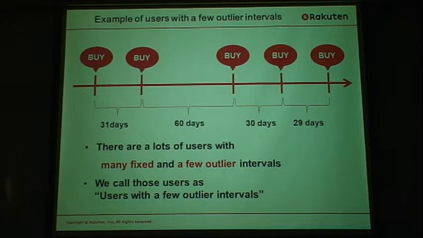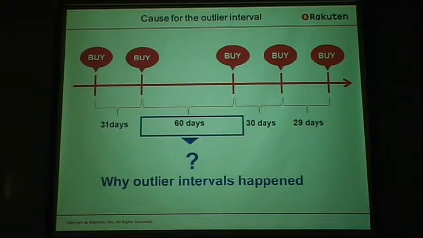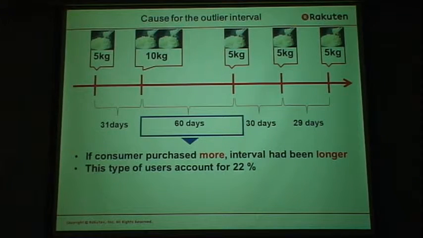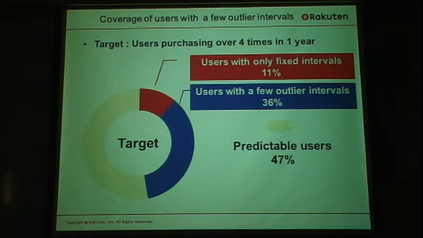And as for outlier intervals, do you know why these outlier intervals happened? One answer is the quantities. For example, this user had purchased 5 kg rice at about 30 days intervals. But he sometimes purchased 10 kg rice, and after that, his purchase intervals become 2 times longer. This type of user accounts for about 22% of all target users. And the other example, an outlier purchase interval may happen due to some event or the user purchasing outside Rakuten. And this is the coverage of users with a few outlier intervals. As you can see, those users account for about 36% of all target users.